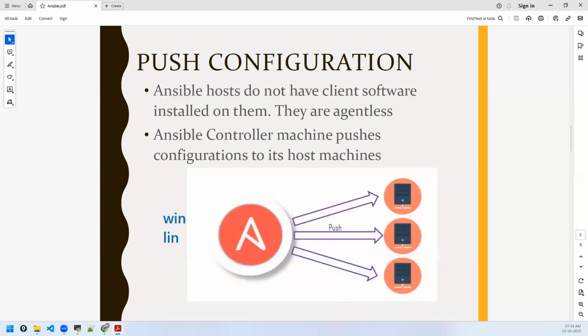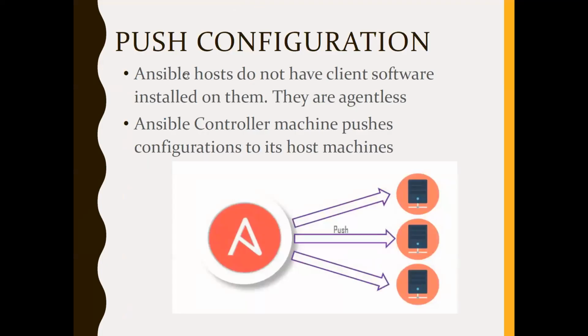And then, what is push configuration? Like we were talking about, push configuration is nothing but there will be one server which is called Ansible server, or Ansible controller machine, right? That's where Ansible is installed, and Ansible is actually a product from Red Hat. And these are all the target servers. Target servers, we call them Ansible hosts.